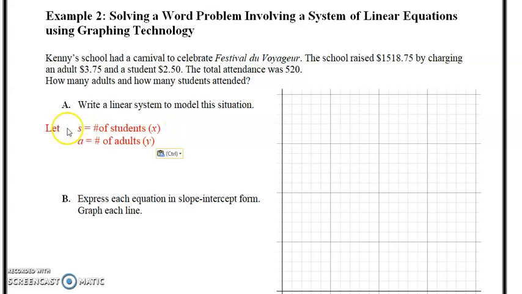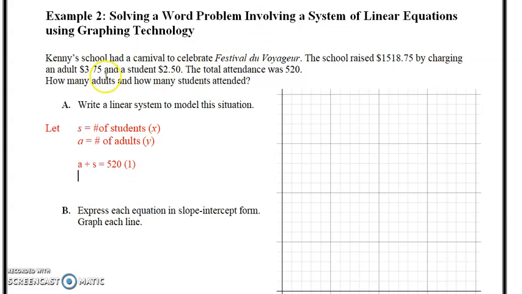Okay. So we're going to let S equal the number of students and A equal the adults. And now we're going to come up with the two equations. The first equation is going to be the easier of the two, which would be just S plus A equals 520, or A plus S. Adults came first in this one, so we'll go A plus S equals 520. That's equation 1. And then the second equation is the one with the money involved.